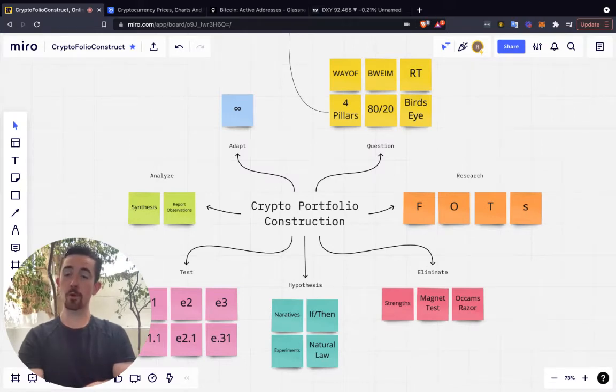Today we're going over portfolio construction in the crypto market. Now, I've been asked this so many times and actually recently put out a poll and asked in our Telegram group, what would you guys like to see the most? And this was what was requested.